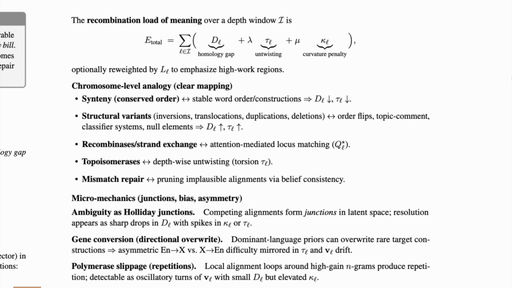Final takeaway. E total is a generation-free, layer-wise bill for translation. Minimize distance to tighten homology, minimize torsion to ease untwisting, and smooth curvature to avoid jagged detours. Use this score to predict machine translation quality, localize failure, and choose the right intervention: adapters to shrink d sub L, reordering curricula to shrink tau sub L, and geometry-preserving compression to tame kappa sub L. Please refer to the book for further details and derivations.